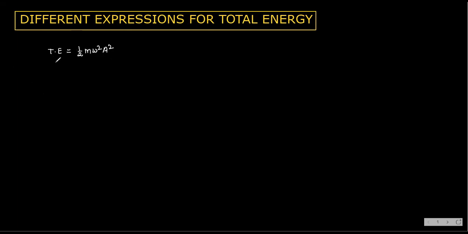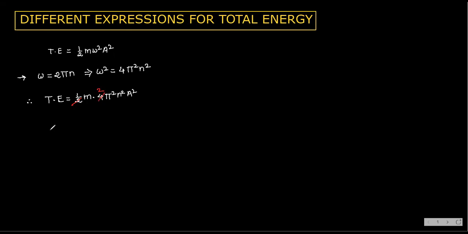So see here, first I am using omega is equal to 2 pi n. If I substitute the omega square value, omega square is equal to 4 pi square n square. Therefore, the first formula I am getting for total energy is half m into 4 pi square n square a square, and this 2 will cancel with this.